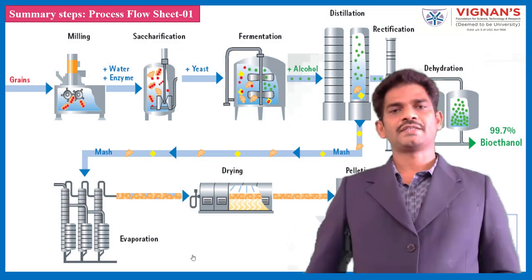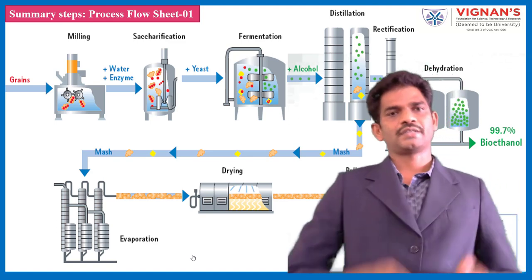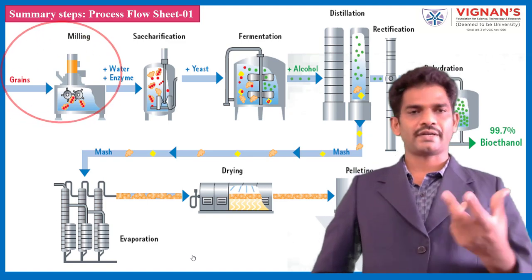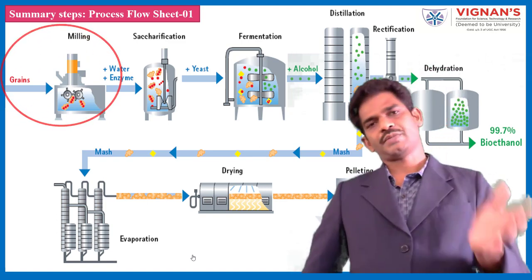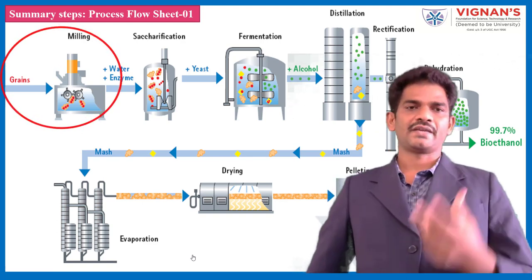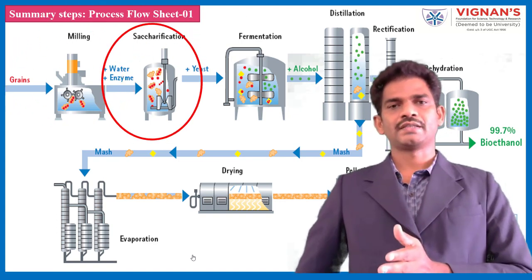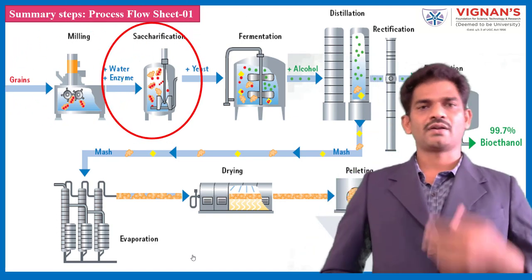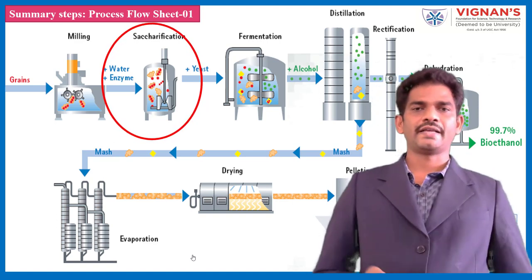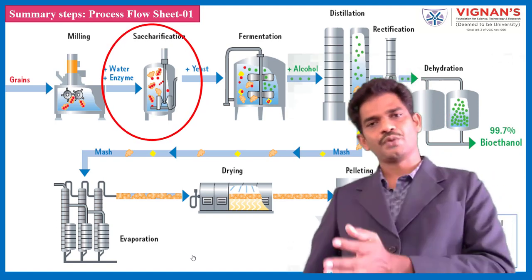So now let us go through the summary steps in the making of the ethanol process. The process requires the primary raw material, that is grains. These grains are rich in carbohydrates. They are subjected to the milling process first. By milling, we can make a fine powder. It is followed by the saccharification process, where you apply heat and add water and enzymes. These enzymes hydrolyze and convert the complex carbohydrates into simple sugars.